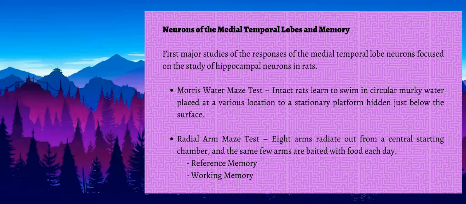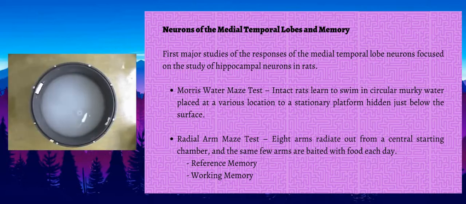The first major studies of the responses of medial temporal lobe neurons focused on hippocampal neurons in rats. The studies showed that bilateral lesions of the hippocampus disrupt the performance of memory involved in spatial location. In the Morris water maze test, intact rats learn to swim in circular murky water to a stationary platform hidden just below the surface, placed at various locations. Rats with hippocampal lesions learn this task with great difficulty.